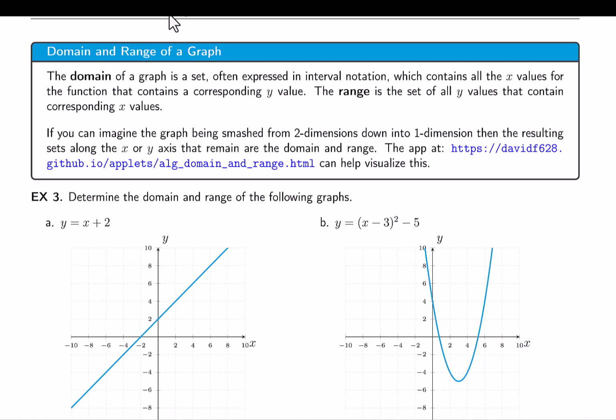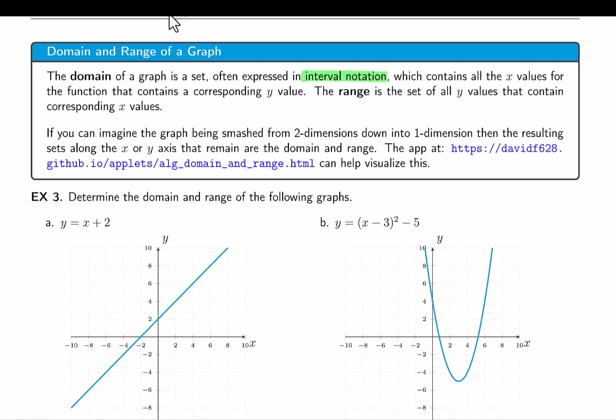Because this is an infinitely large set, it's not very good to try and list out the values. So instead of listing out the values that are possible, we often use interval notation. Interval notation allows us to express a whole bunch of numbers in a row just by indicating the starting point and the ending point, and then it assumes that all the values between those are included. I'll show you some examples in a moment.